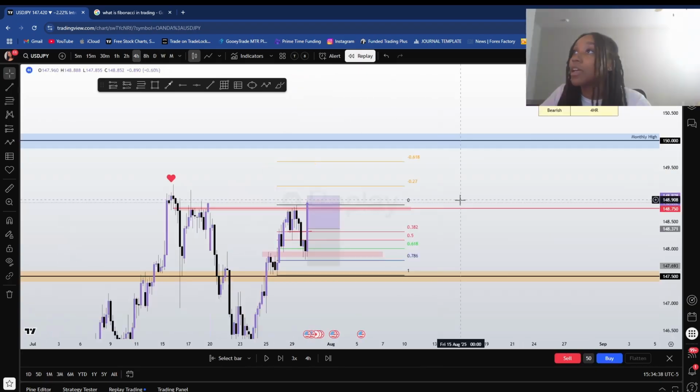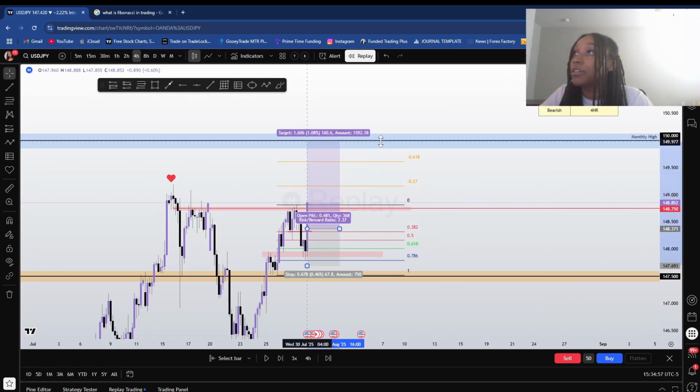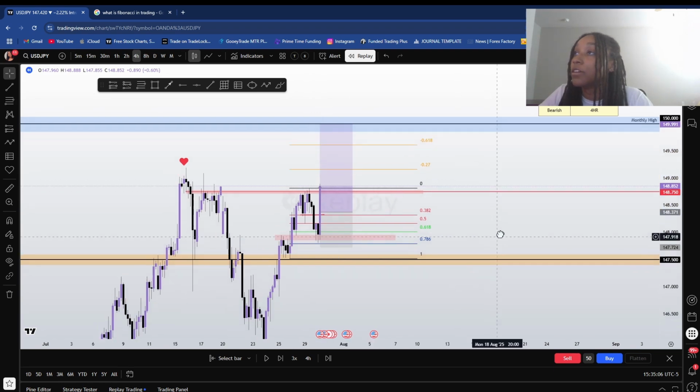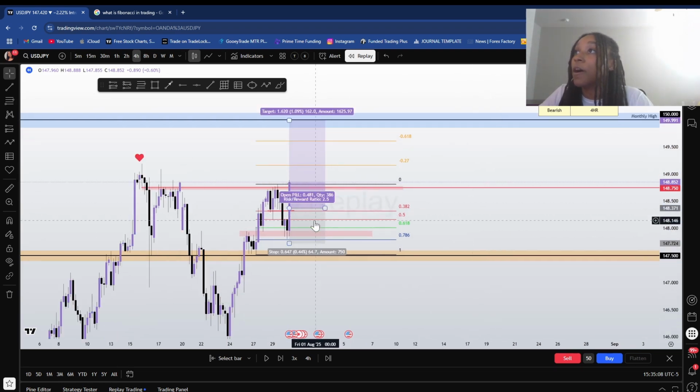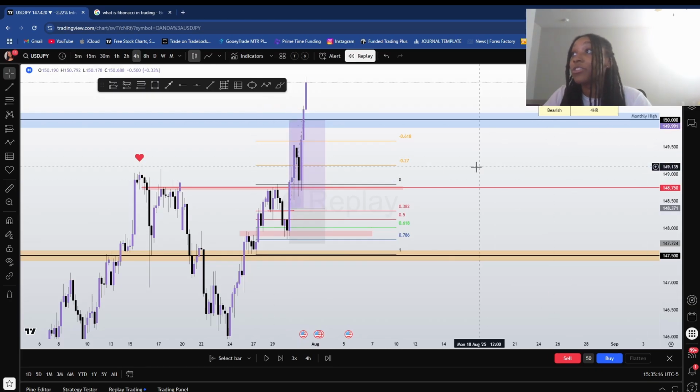And then also I have this psychological level, this 150 level. I'm gonna talk about that more in another video, like I said earlier. So I had my TP going to 150 basically. And this trade was like a 2.5. So I took this trade, I got in here and I just let it play out. And eventually we did hit TP, right?